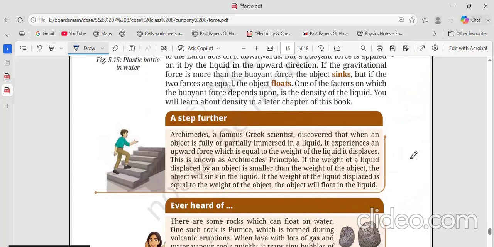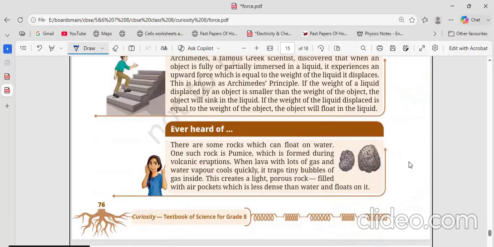So there is one rock which actually floats, and that is called a pumice rock. It is from volcanic eruptions, and a lot of gas comes out. When the water vapor cools down, there will be tiny bubbles of gas inside. This creates a very light, porous rock.